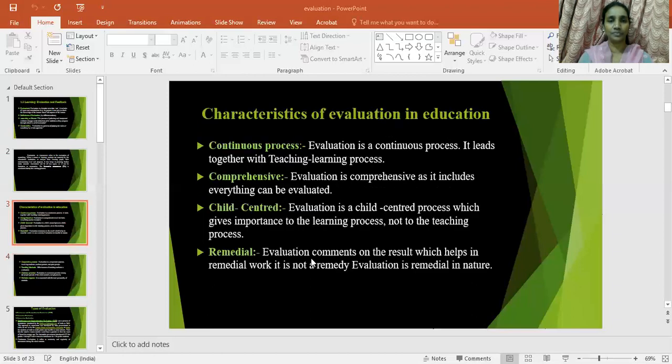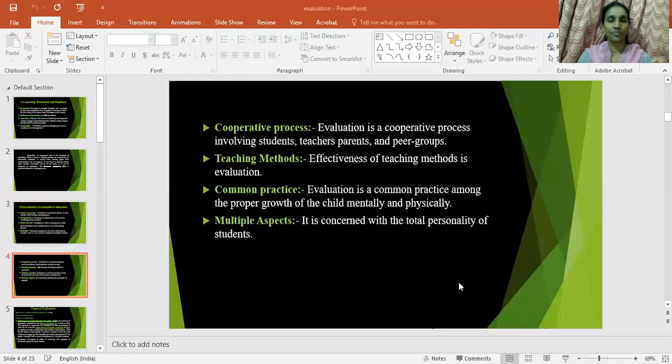Then remedial. Evaluation comments on the result, which helps in remedial work. It is not a remedial evaluation, it is remedial in nature. Suppose once we get the evaluation result, definitely if the result is good, it's well and good. Otherwise, if it is not good or as per your expectation, then definitely remedial work is going to be started by the teacher.